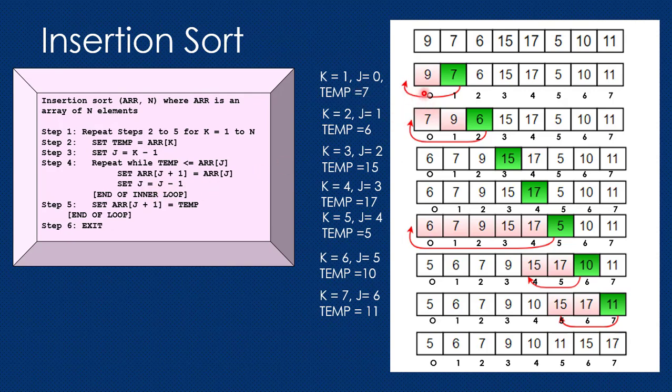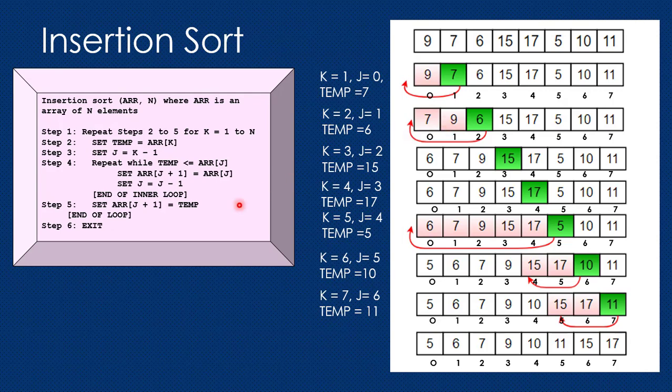So j is equal to 0, and j equal to j minus 1 means j becomes minus 1. And now after this, we set array of j plus 1 equal to temp. AR of j plus 1 means j equal to minus 1 plus 1, which is 0. So AR of j plus 1 equals temp. Temp is 7, so you put 7 there. So 7 comes to this position and 9 goes to this position.